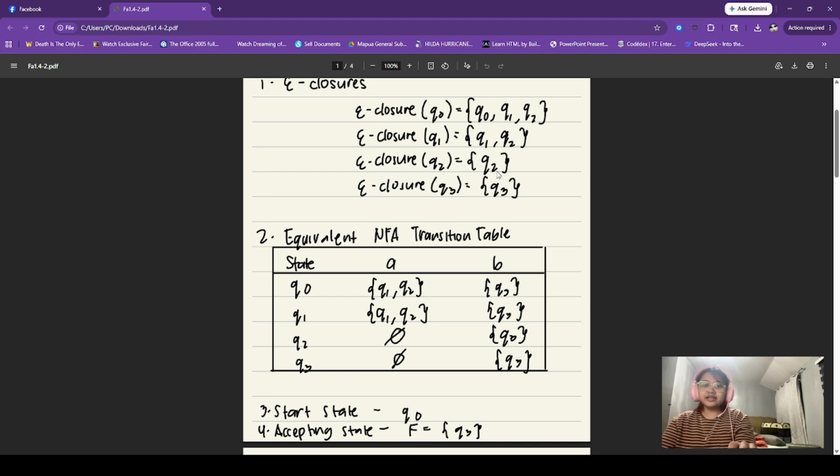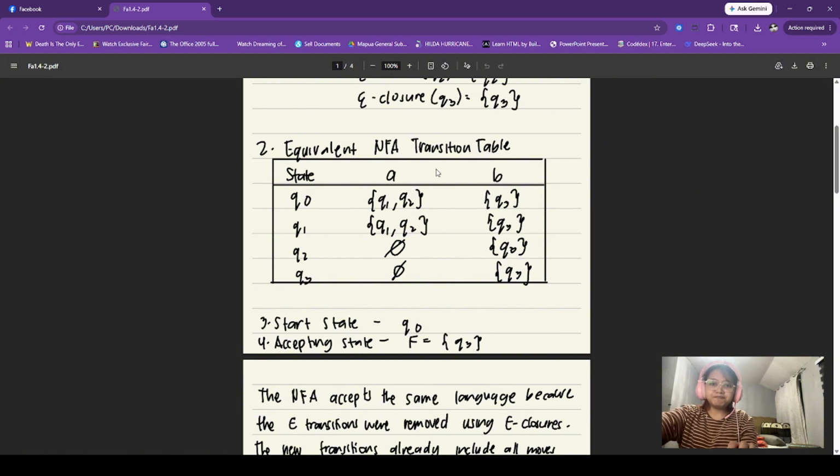After getting the epsilon closures, I constructed the equivalent NFA transition table. I constructed the equivalent NFA by replacing the epsilon transitions with direct transitions using the epsilon closure method. Next, I completed the new transition table, so here it is.